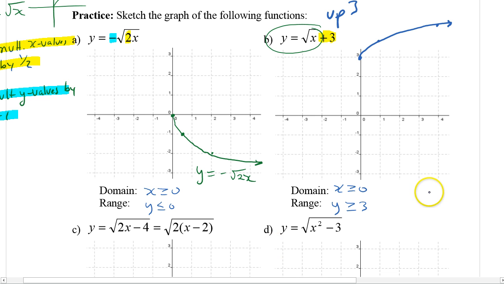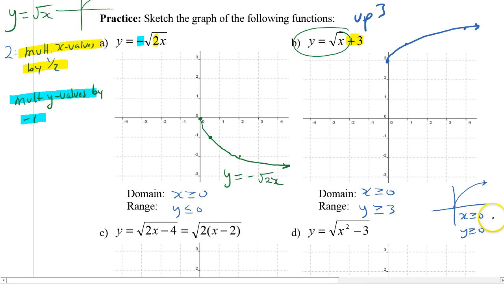Okay, so on our parent function, we always start like this. On our parent function, it's x is greater than or equal to 0 and y is greater than or equal to 0. So if you pay attention to any of these shifts that take place, here we went up 3. In other words, we added 3 to all the y values, so you'll notice that happens for our range. We just said, oh, that is a plus 3.